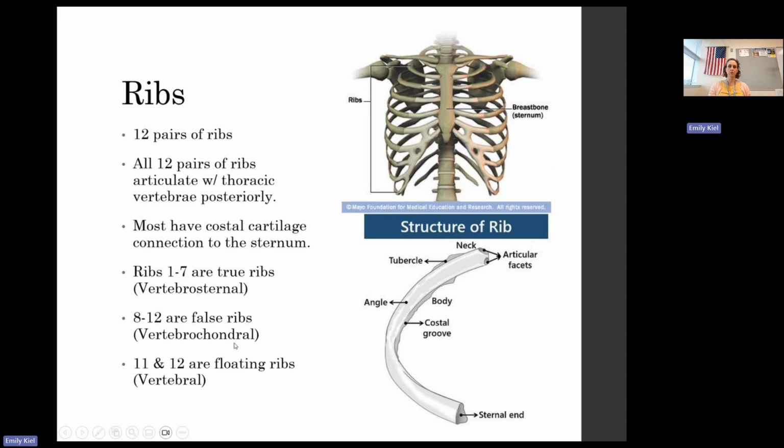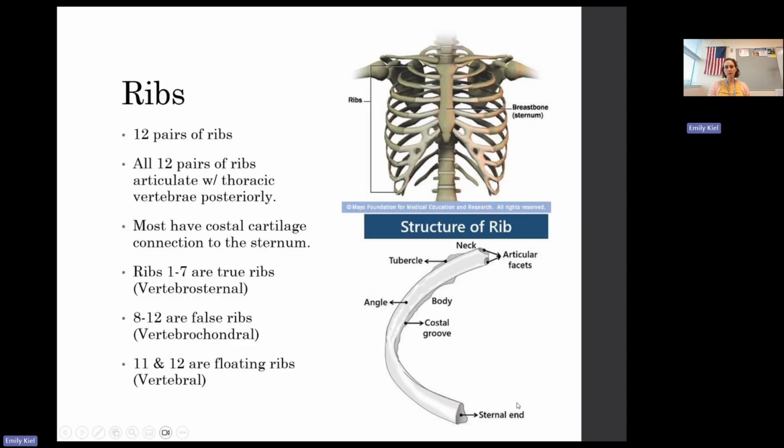And then ribs 11 and 12 are floating ribs. So they don't connect to anything at all. They're otherwise known as vertebral ribs. So you want to know which ribs are true, false, or floating. Realize false and floating are very different terms. So keep track of which one is which.